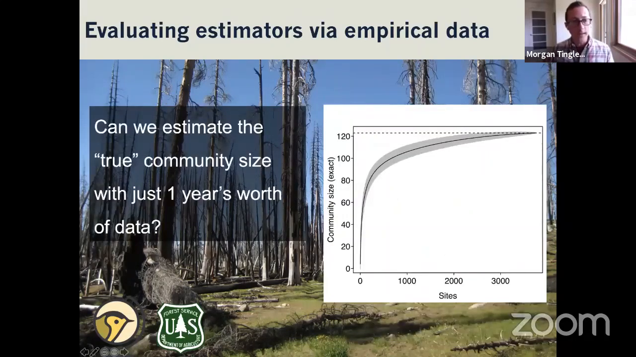Because we've essentially seen this plateau in our species richness, the question we want to ask is: can we estimate the true community size with just 1 year's worth of data? So instead of going out for 9 or 10 years, can we actually estimate the true gamma diversity with just 1 year of data?